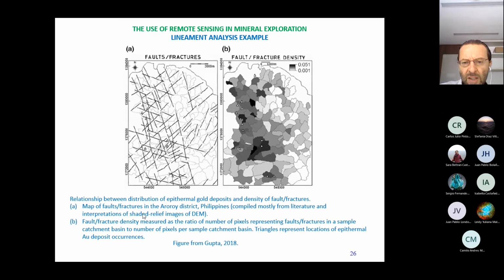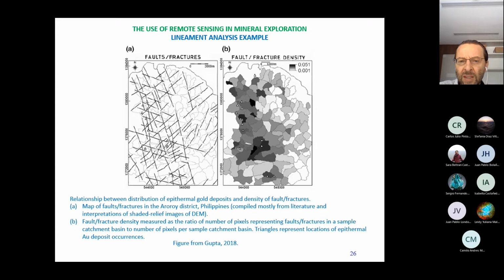And then you see all these polygons, each of them having a certain fracture or lineament density. So you see the polygons that have the highest density are the black ones. And what is shown with the triangles, these are epithermal gold occurrences or deposits. So if you look at this, as I was telling you, they tend to be in the areas with a higher density of faults or fractures. But it's not an exact science.